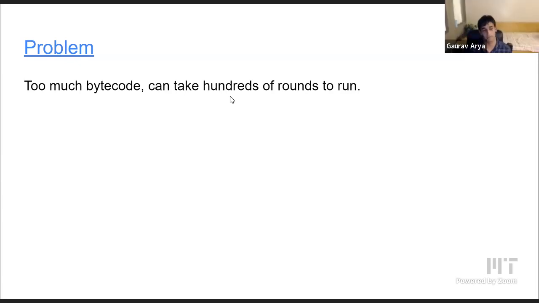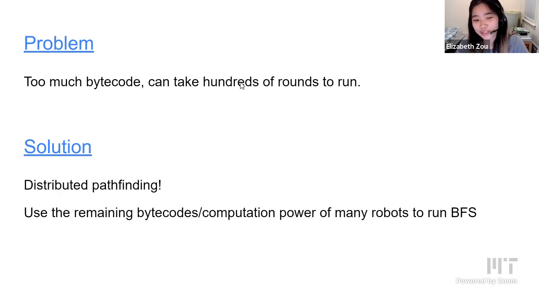All right, beautiful. So as Garv just touched on, the problem with running BFS on any given robot is that it will take too much bytecode computation-wise, and it can take many rounds to run an extended BFS of the entire map. So the solution that certain competitors in the past came up with is distributed pathfinding. And now I'm going to give you a quick overview of how this works.